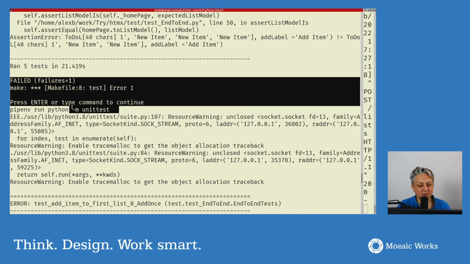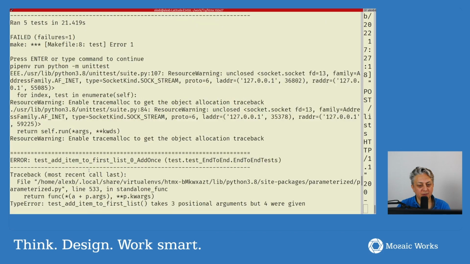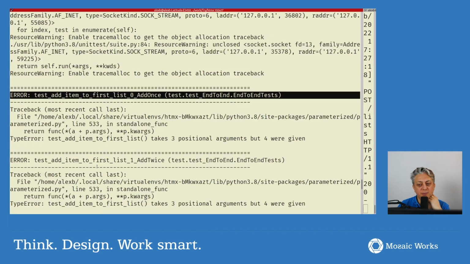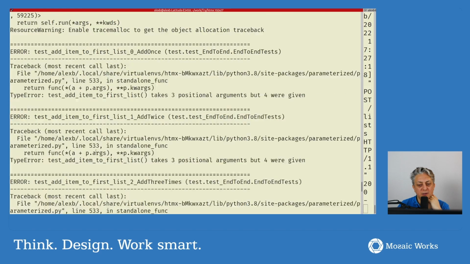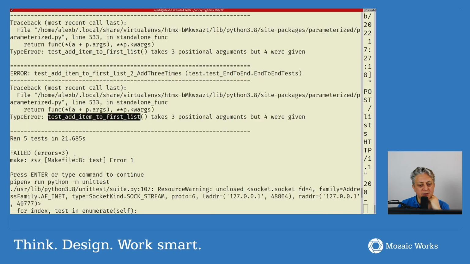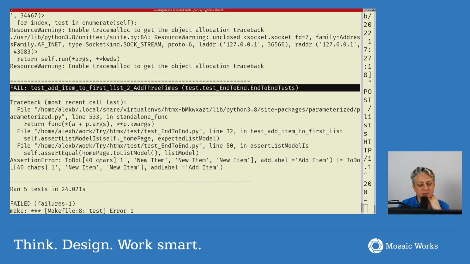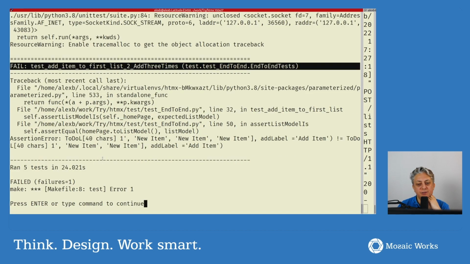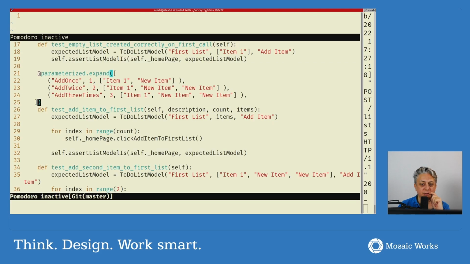Failures 1, okay. Add once, type error, okay. Add twice, so these are previous calls. And we started here, add 3 times, so now it's only failing for add 3 times. It only has 2. So to-do list. But of course.